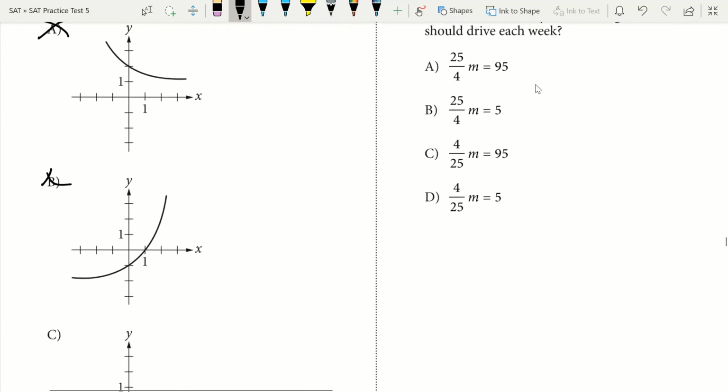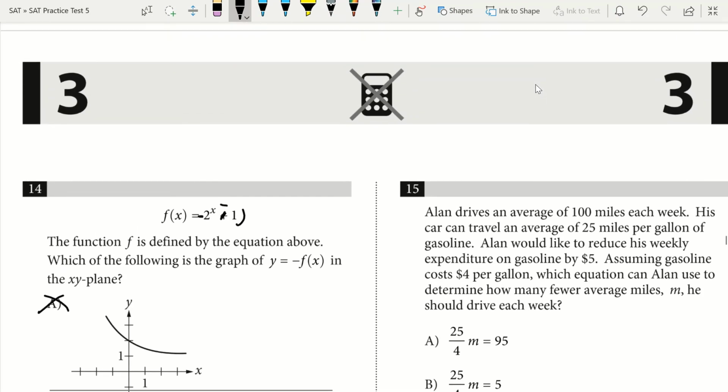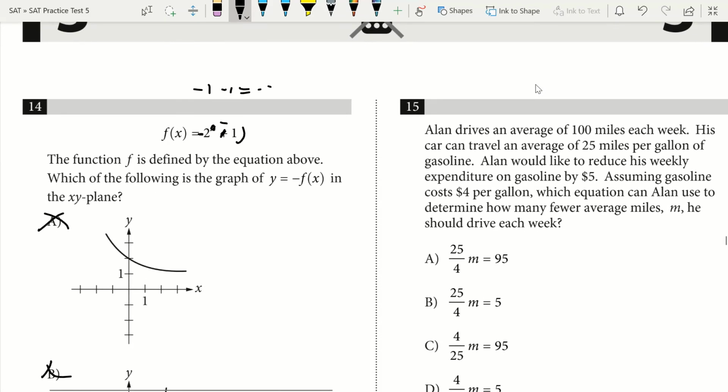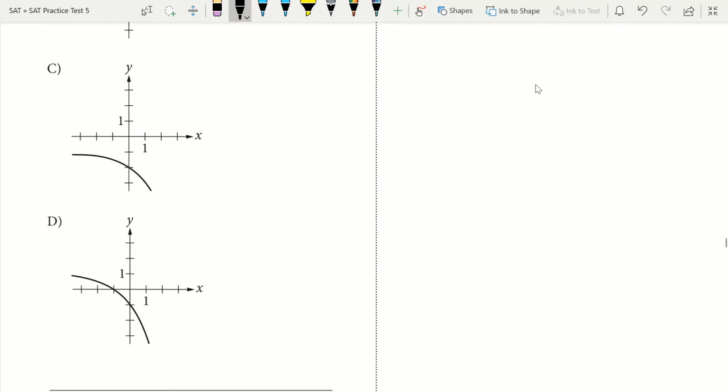So b is out, and then I look at, if I plug in 0 for x, I'll have negative 2 to the power of 0, which is the same as negative 1, because 2 to the power of 0 is 1. So I have negative 1 minus 1. So my y-intercept then will equal negative 2, right? I see where I have that. I have that at C.